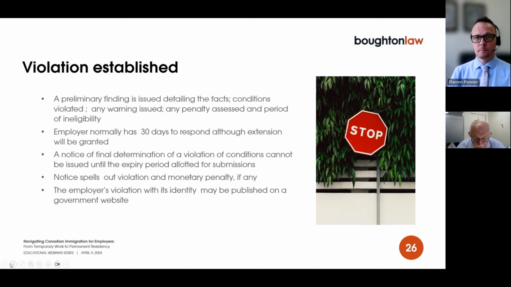employer's violation with the employer's identity may be published on a government website. In particular, the government website, you can reach it by looking at the IRCC employer non-compliant page. And I raise this because if you were to look at it today, you would see that in February of this year, a numbered company in Surrey, British Columbia was fined $60,000 and banned from hiring foreign workers for a period of 5 years.